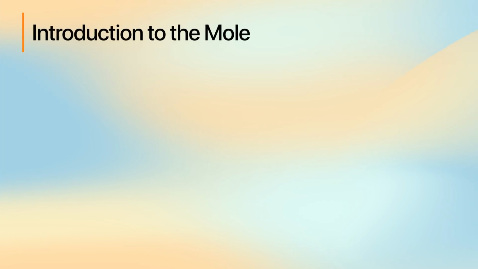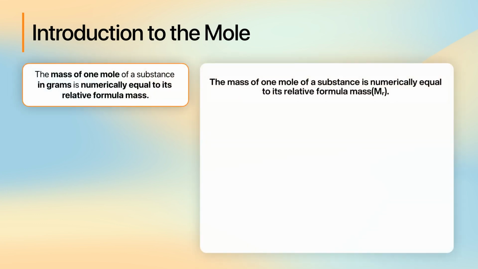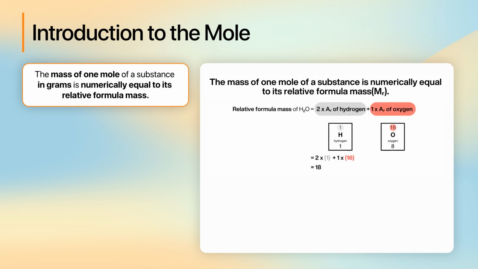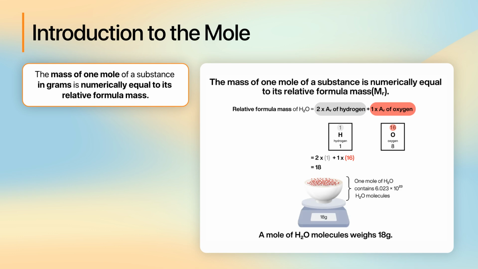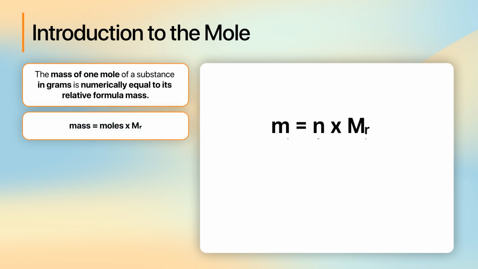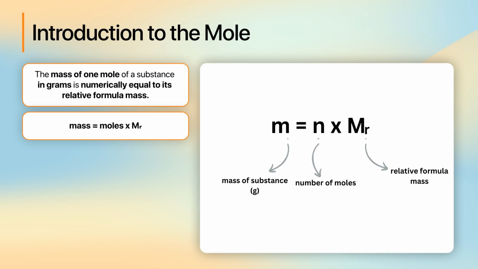An important concept related to the mole is the mass of 1 mole of a substance. The mass of 1 mole of a substance in grams is numerically equal to its relative formula mass, Mr. For example, the relative formula mass of H2O is 18. This means that a mole of H2O molecules weighs 18 grams. To link the mole to the mass of a substance, we use the equation m equals n times Mr, where m is the mass of the substance in grams, n is the number of moles, and Mr is the relative formula mass. This relationship simplifies conversions between the amount of substance in moles and its mass in grams.